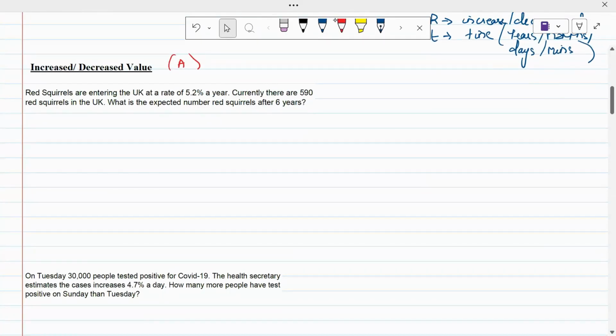The first example: the red squirrels are entering the UK at a rate of 5.2% per year. Entering means this would be a case of increment. Currently there are 590 red squirrels in the UK. Currently means present, and present means the initial value. What is the expected number of red squirrels after 6 years? After 6 years means we are interested in finding an increased value. So we have to find A, the increased value.